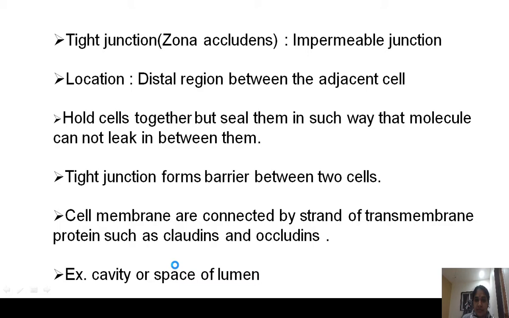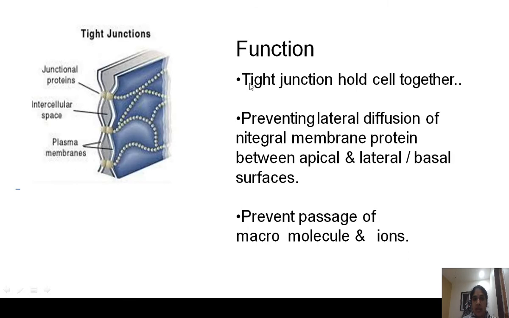So the function of the tight junction: tight junctions hold cells together, preventing lateral diffusion of integral membrane proteins between the apical, lateral and basal surfaces, and prevent the passage of macromolecules and ions.